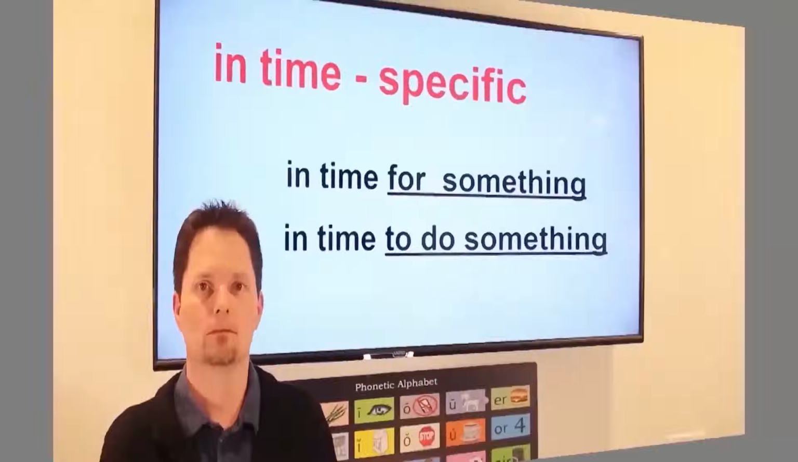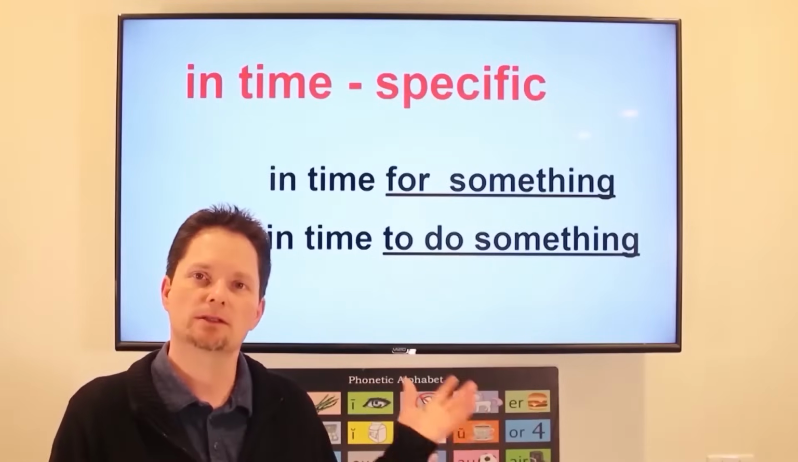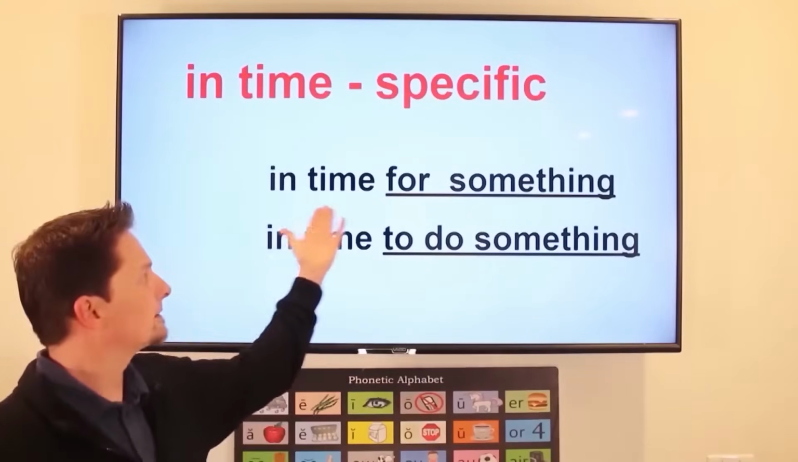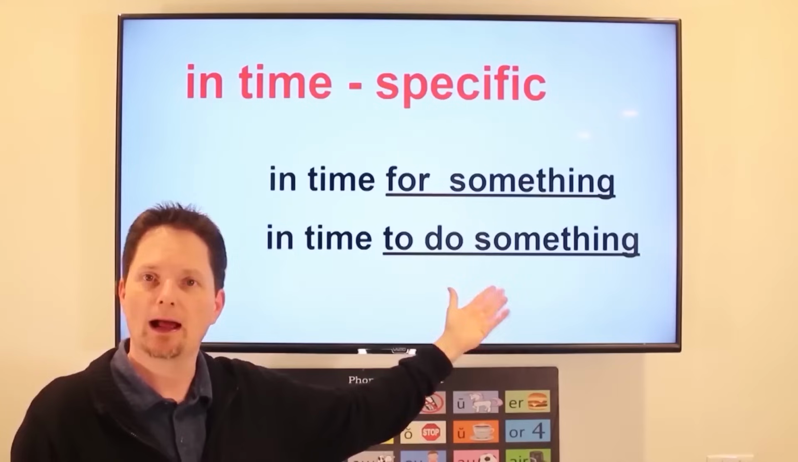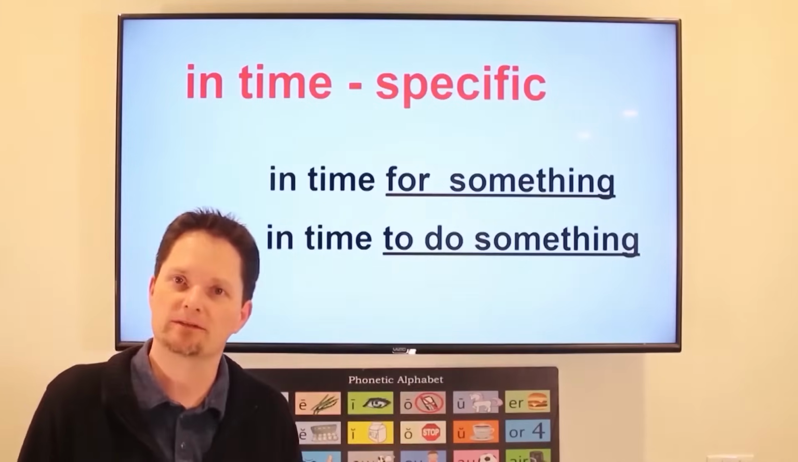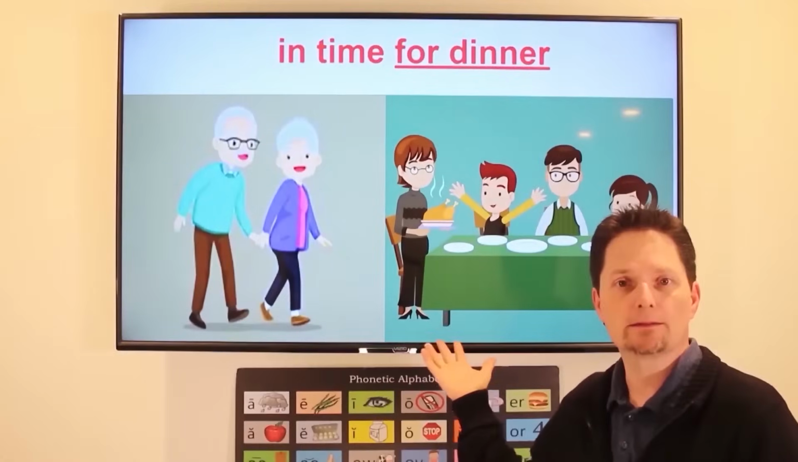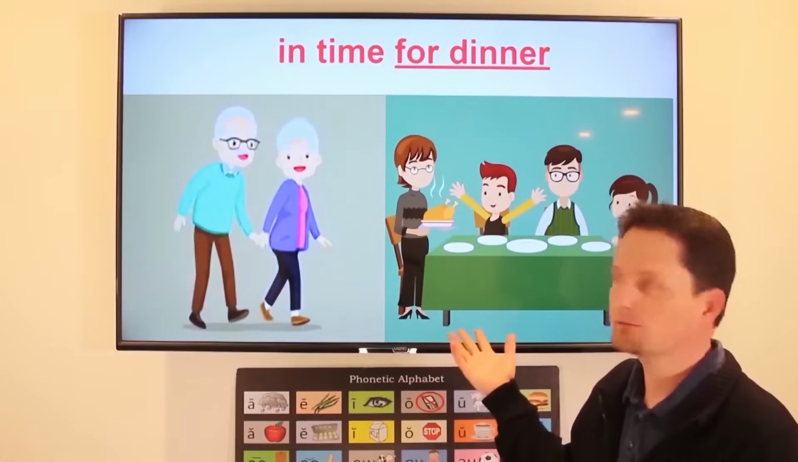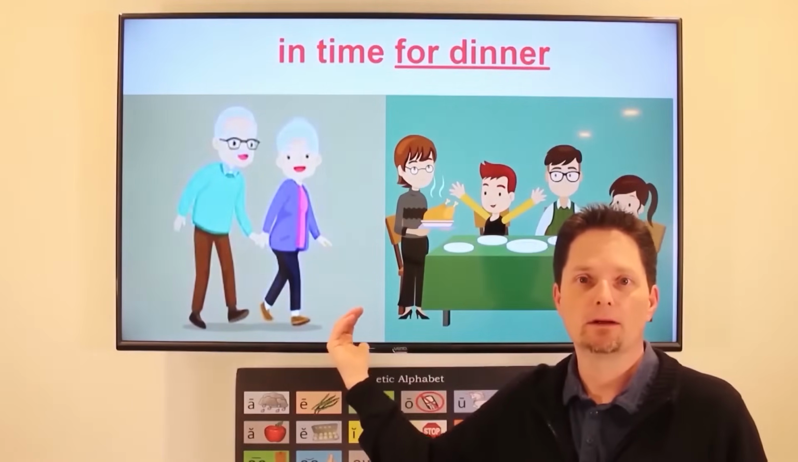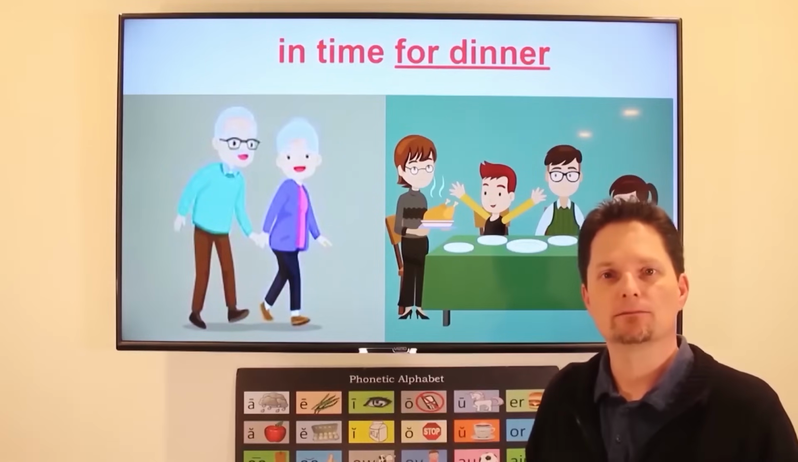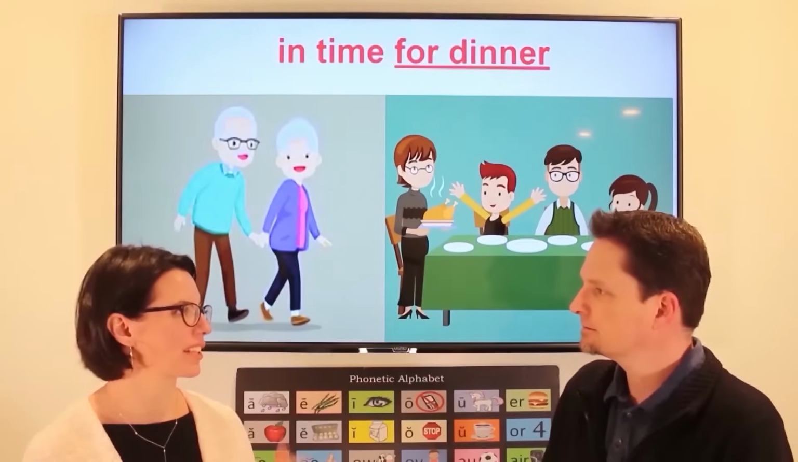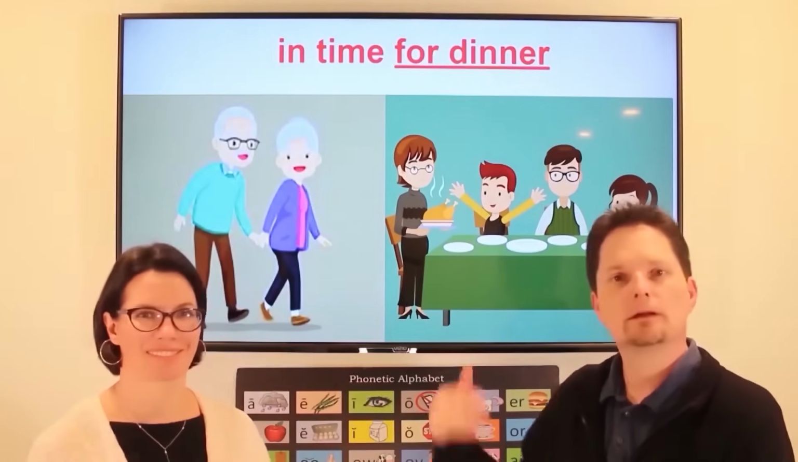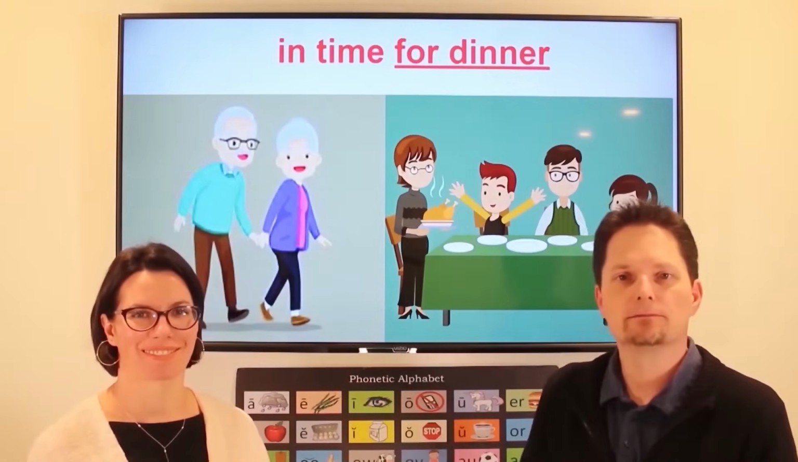Very good. We use in time for something specific. In time for something, or in time to do something with an action, but it's always something specific. They're not eating dinner yet. They're about to eat dinner. And the grandparents come in time for dinner, for this specific thing. They come in time for dinner. Did they come in time for dinner? Yes, they came in time for dinner.